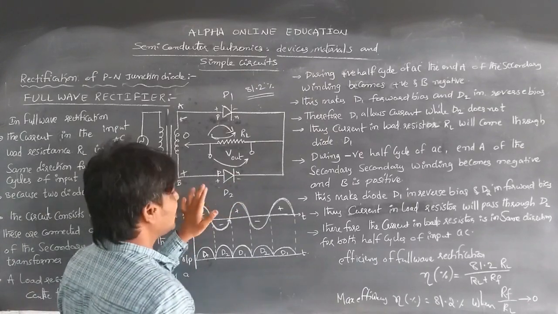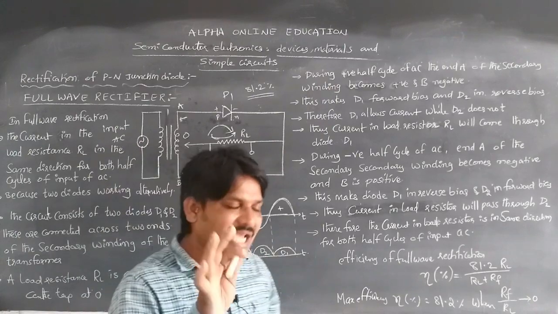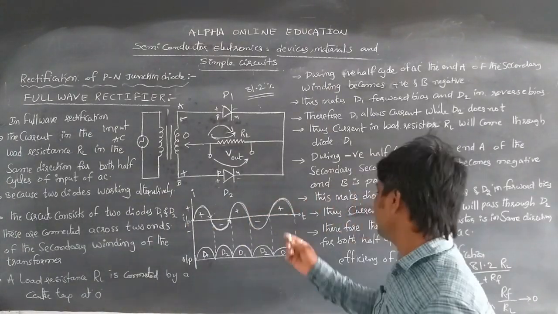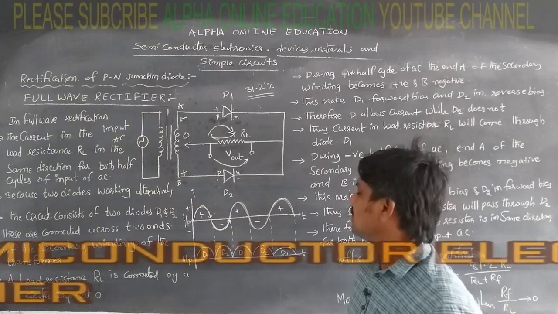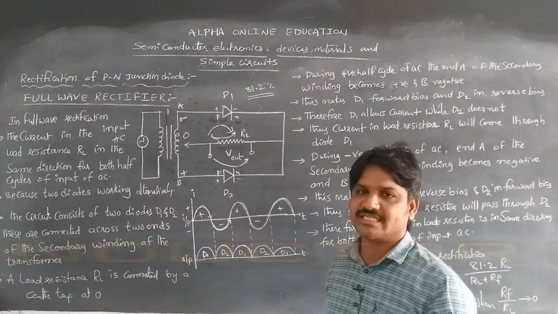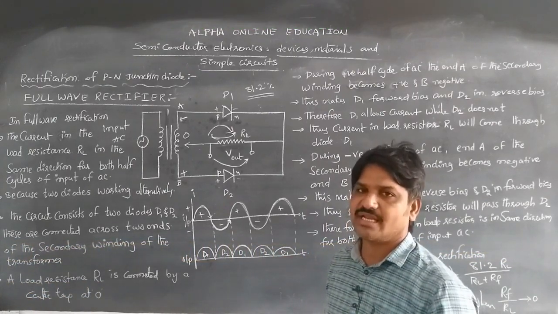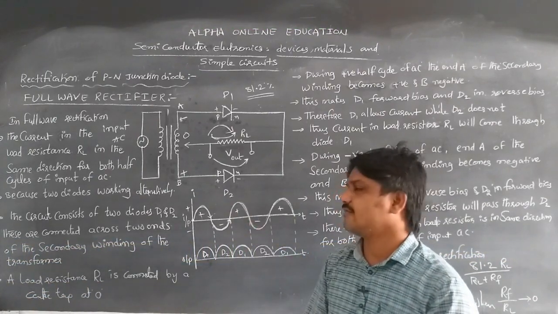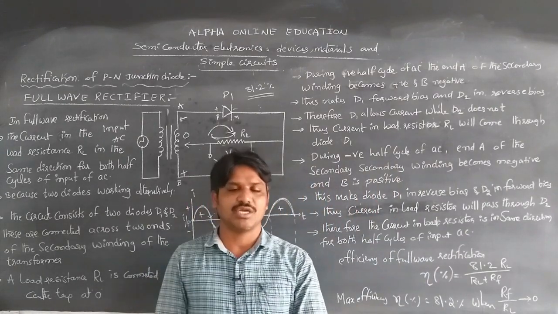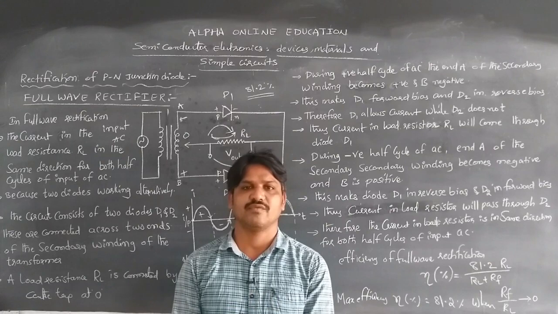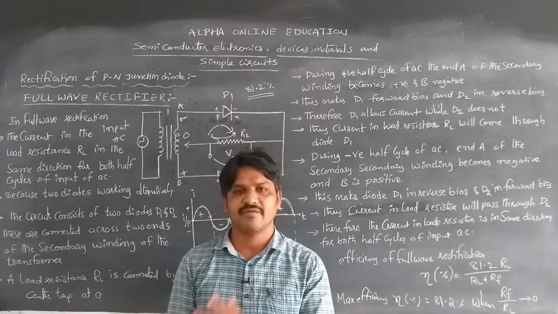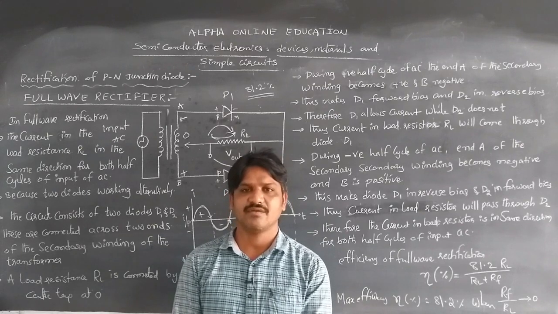Therefore, the current in the load resistor is in the same direction for both half cycles in a full wave rectifier with AC input. Then the efficiency is 81.2%, which we can get from the full wave rectifier. This is about the rectification of a junction diode. Rectification can happen in two ways, that is a full wave rectifier as well as a half wave rectifier.